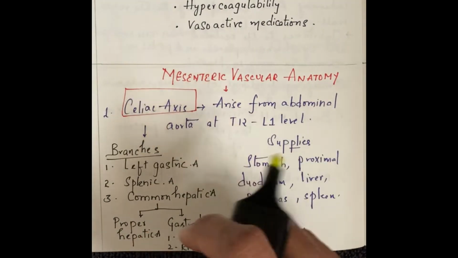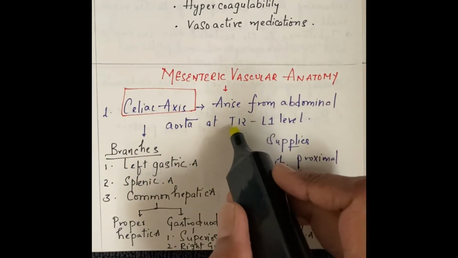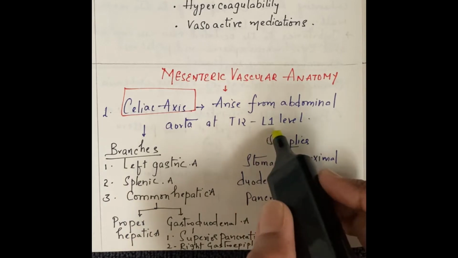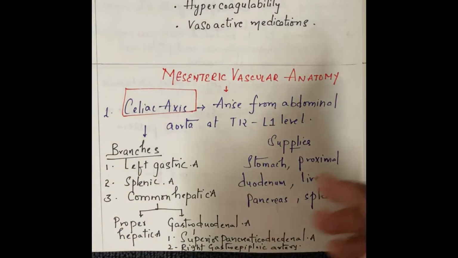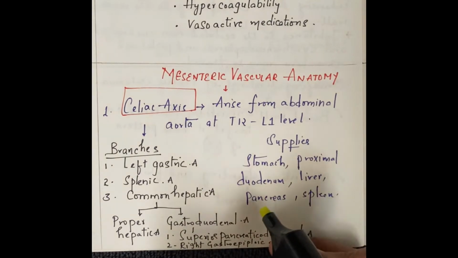Before going into imaging findings of mesenteric ischemia, most important is anatomy. So first is the celiac axis. Celiac axis arises from the aorta at the level of T12 and L1. What it supplies: stomach, proximal duodenum, liver, pancreas and spleen.